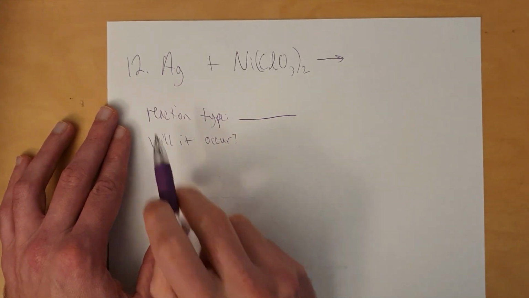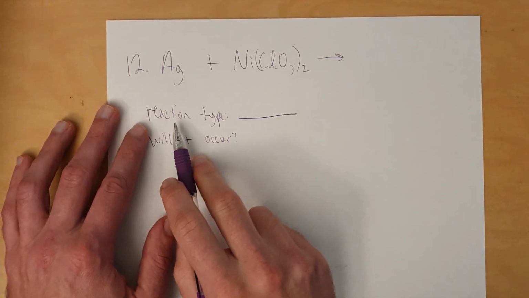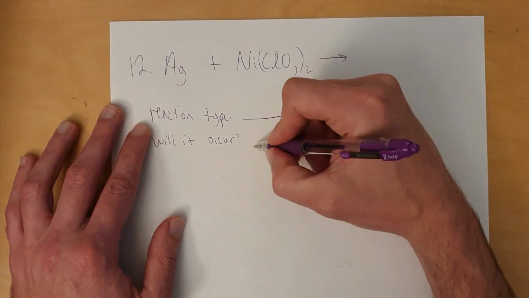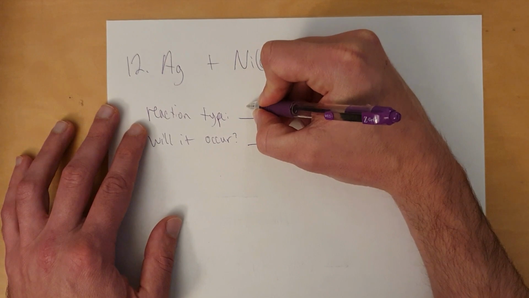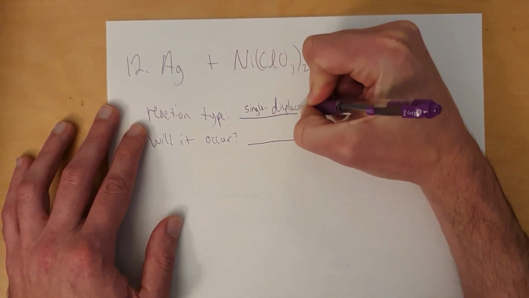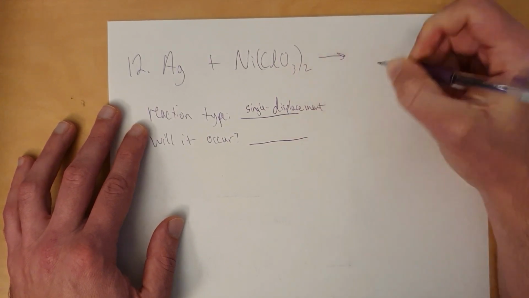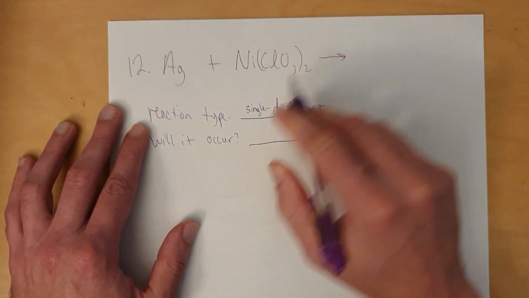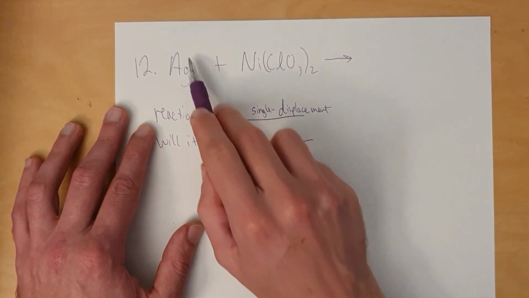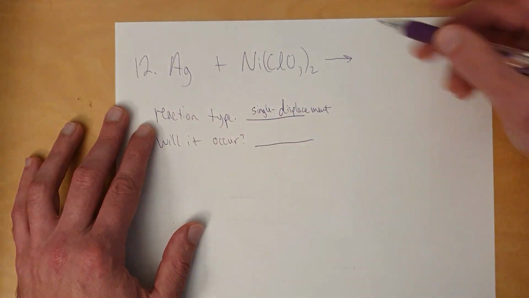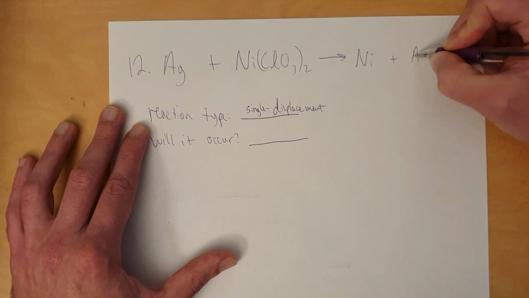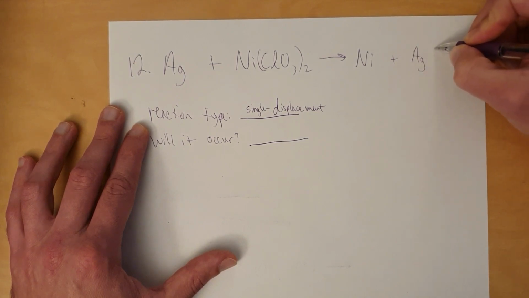Okay, all right, now for number 12. Let's see, this reaction type is a single displacement with our pure element and a compound, and the pure element is not oxygen. So this is single displacement. Now, this single displacement reaction means that the silver will switch places with the nickel because silver is a cation, and nickel also makes cations, meaning you have pure nickel and then the combination of silver and chlorate.